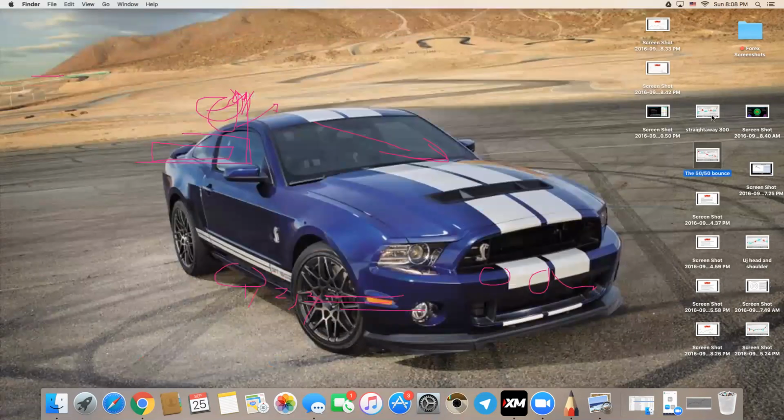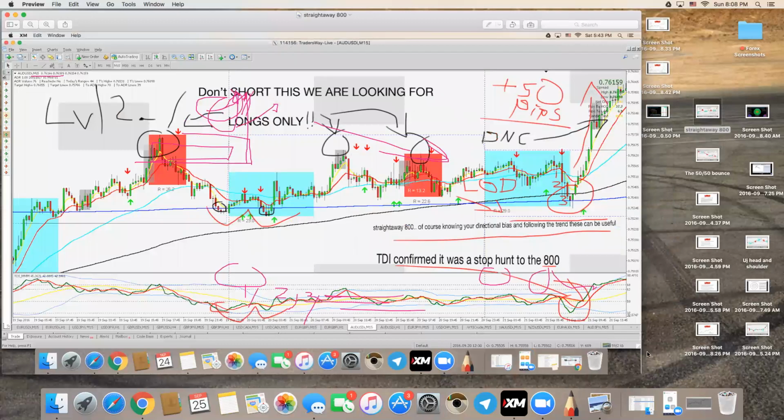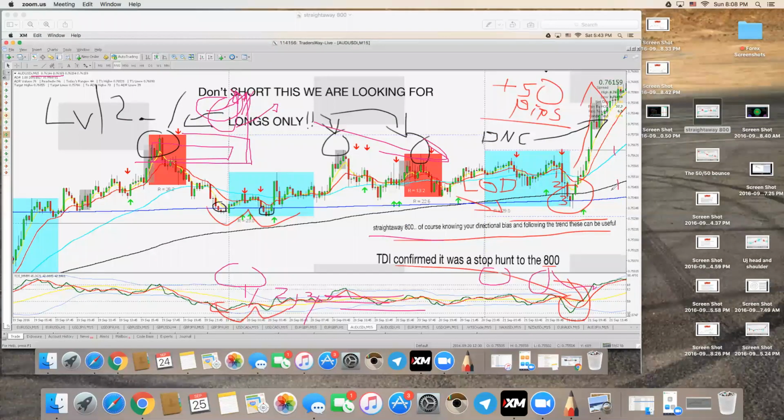All right. This is the second trade. I just did one example. This one is called the straightaway 800. What I mean by that is when they pin, if it's not the water, it's not the Mayo, it's the blueberry, which is your 800 EMA. Right? It's a straightaway 800. Of course, knowing your directional bias and following the trend, these can be useful.